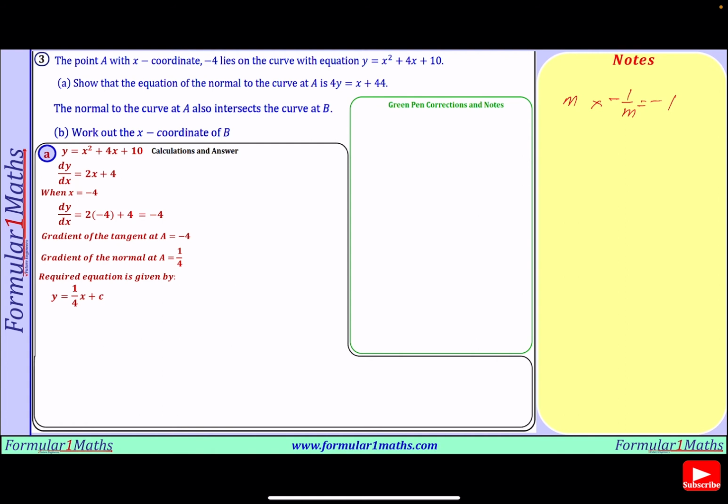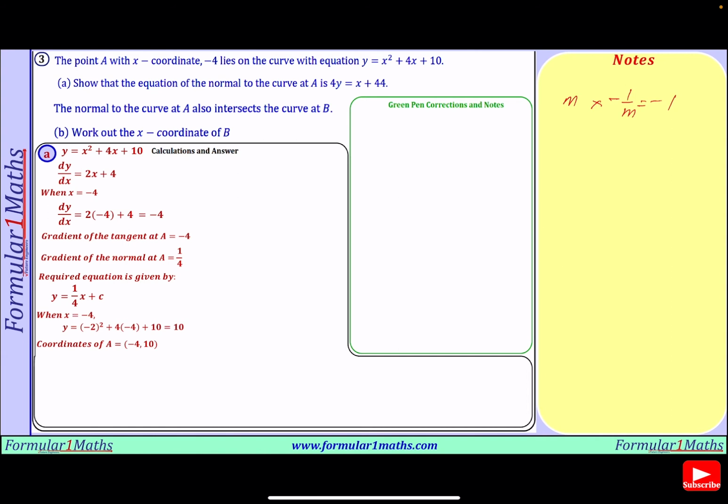But we know one point on the curve, which is A, and we know its x-coordinate. We can find the y-coordinate of that point by substituting the x-coordinate into the original equation over here. So when x equals -4, y is equal to 10. That means the coordinates of A are (-4, 10).